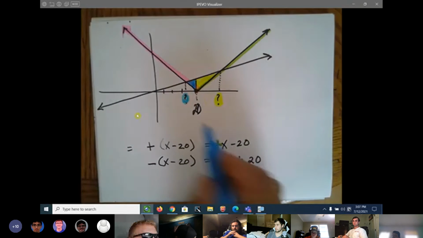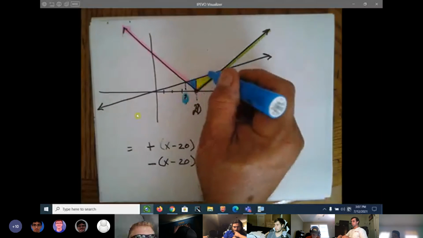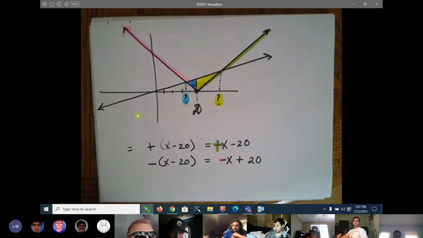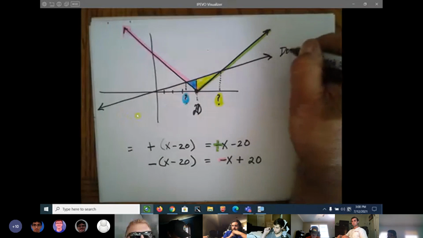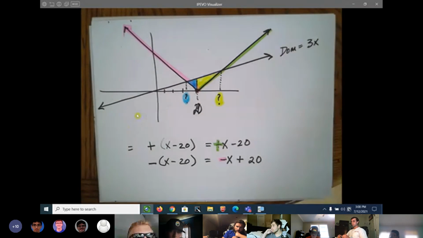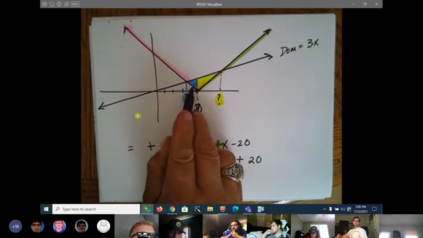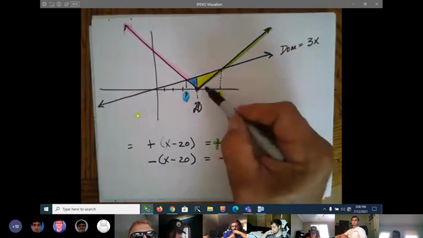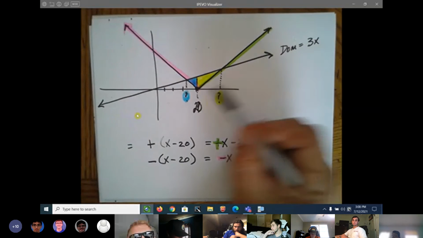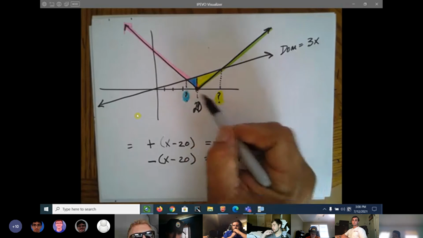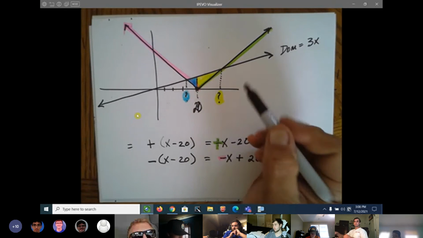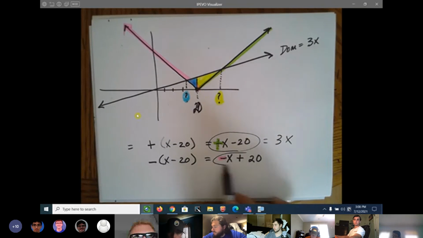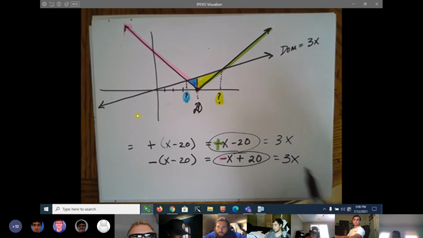All we have to do now is find these numbers because you got your dominant line right here. Your dominant line is 3x. So this side is negative x plus 20, and this side is x minus 20. So you know what to subtract. You just need to know these two numbers. So I've got to set this one equal to 3x, and I've got to set this one equal to 3x.